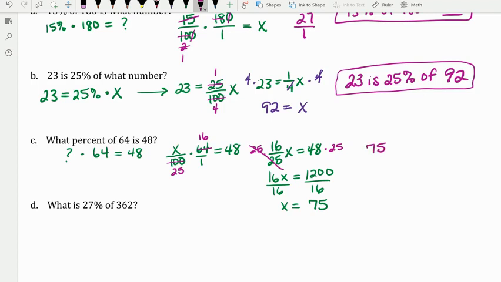So 75% of 64 is 48. Again, looking for that number to be a little smaller. It makes sense, right?